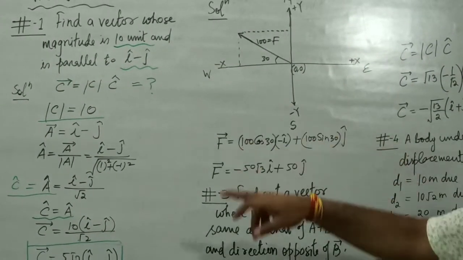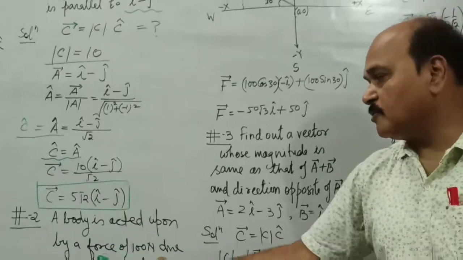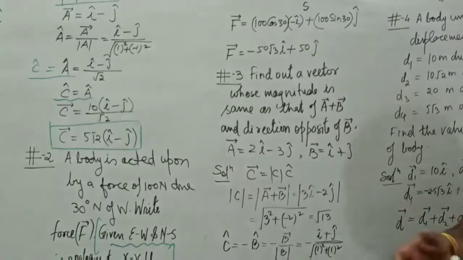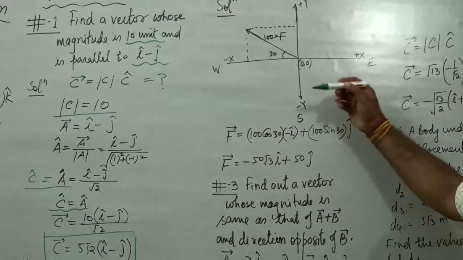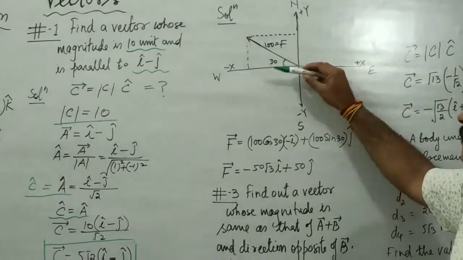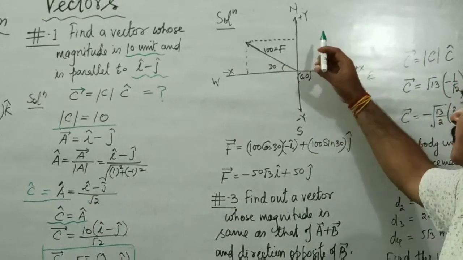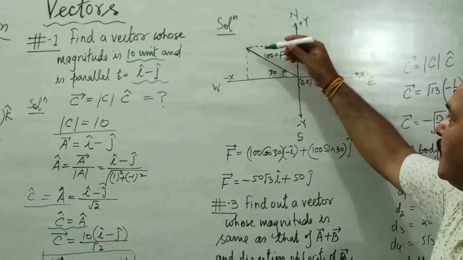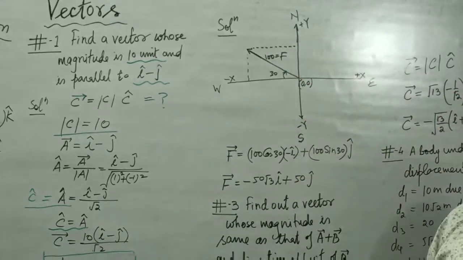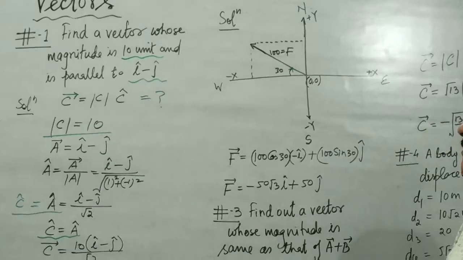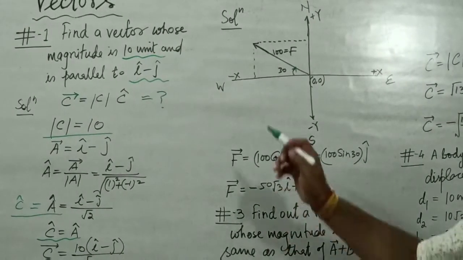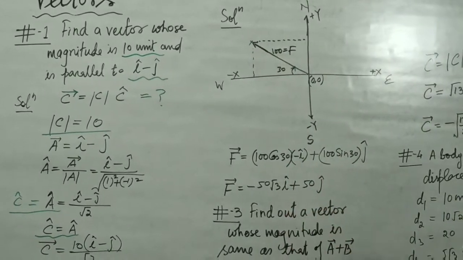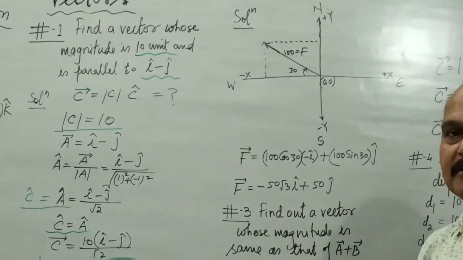Now, in the question a force of 100 Newton, 30 degree north of west is given. So where is the vector? It is from west 30 degree towards north, and the length of the vector is 100 Newton. So what are the position coordinates of its head? Can you find out? We have already studied resolution of vectors.